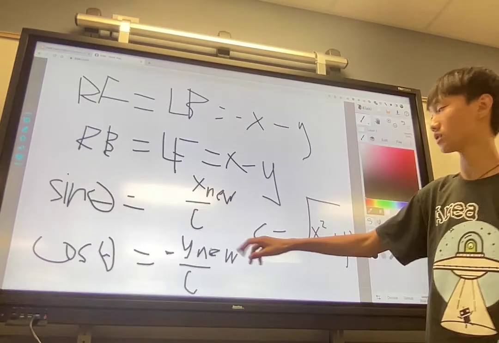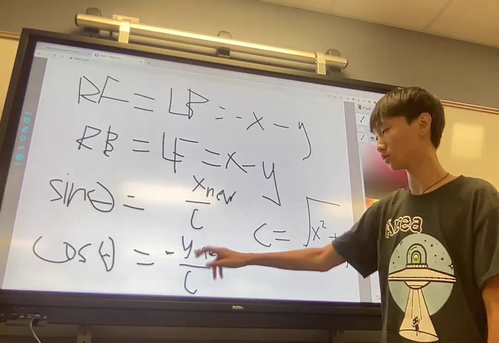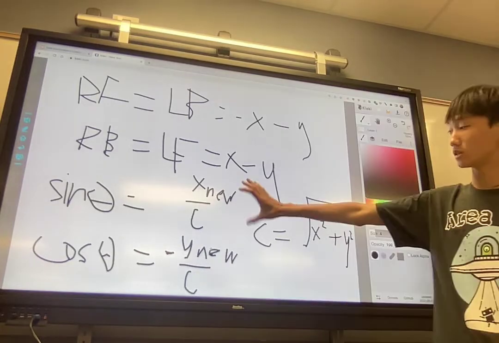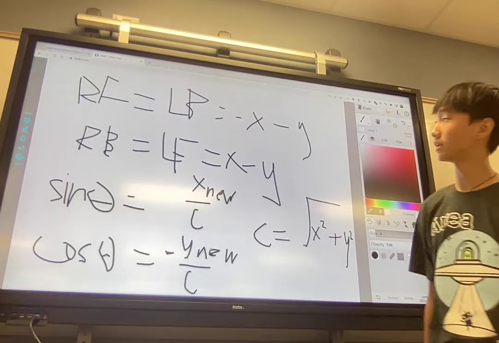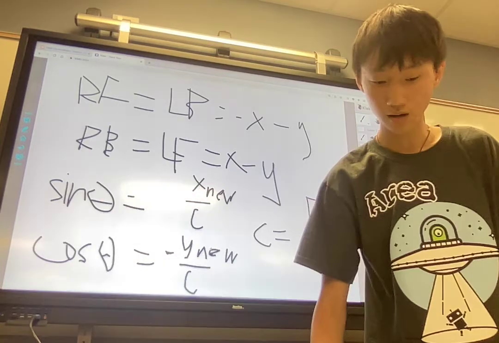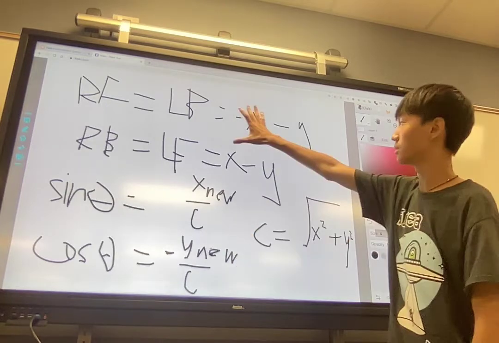So we multiply c on both sides for these two. And then for this one, you also multiply -1 on both sides. And so that's how you would obtain x new and y new. And then after that, you can just plug in this x new and y new into this equation right here.